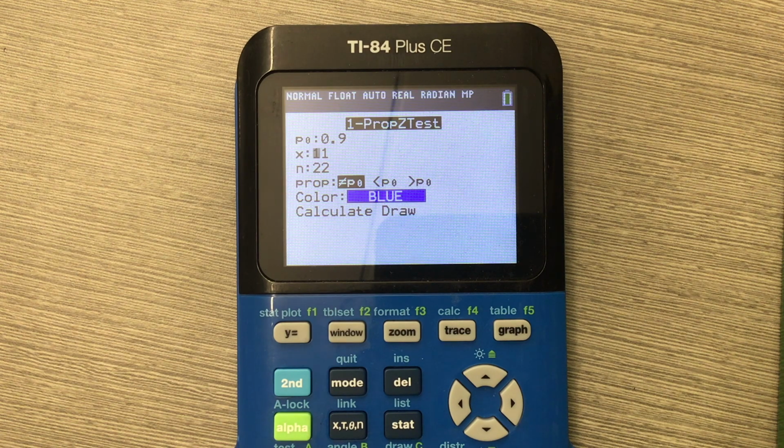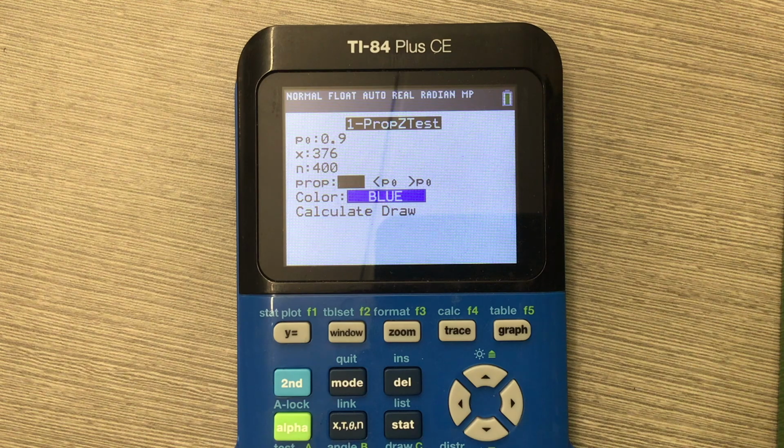X is the number of successes, or in this case, the number of homes we selected that have a smoke detector in them from our sample. That was 376. And then n is our sample size, as usual. It said 400 in the original problem.